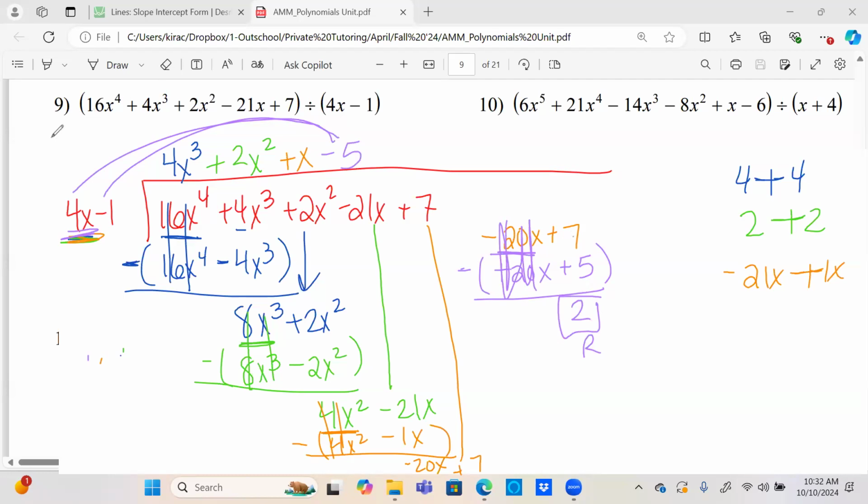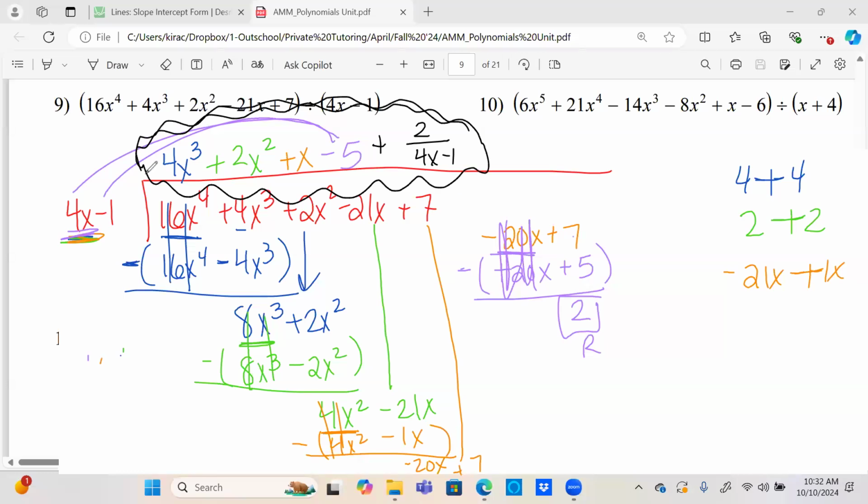Okay, so our final answer on 9, this is our quotient up here at the top. So 4x cubed plus 2x squared plus x minus 5. And then we need to just tack on the remainder, which was a positive 2 over the original divisor. In that black squiggles there is what we're looking for, number 9.